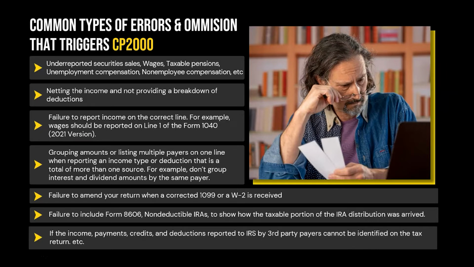Now, the final one here is if the income, payments, credits and deductions reported by third-party payers cannot be identified on the tax return. When we say cannot be identified, it means that you've got information forms, such as a W-2, 1099-INT or 1099-DIV, but you did not report it on the tax return, or you probably reported it on the wrong line, and so it cannot be identified on the tax return.